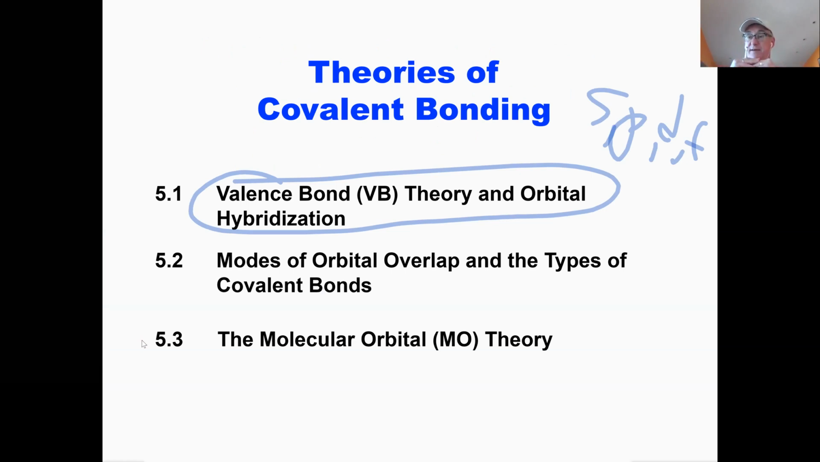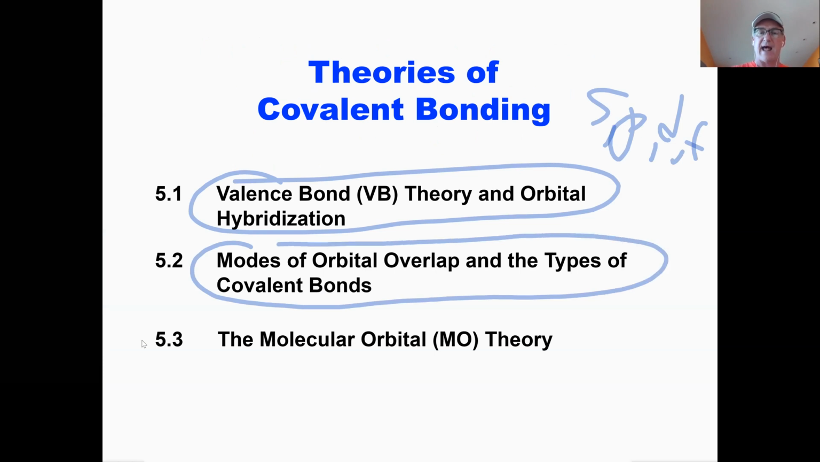We add them together to show what molecules actually do. And that's what the orbital hybridization is. And then we'll look at how these orbitals overlap each other. And a bond is just basically when orbitals overlap each other, and we put electrons in the same region of space. And that will give us different types of covalent bonds: single bonds, double bonds, triple bonds.